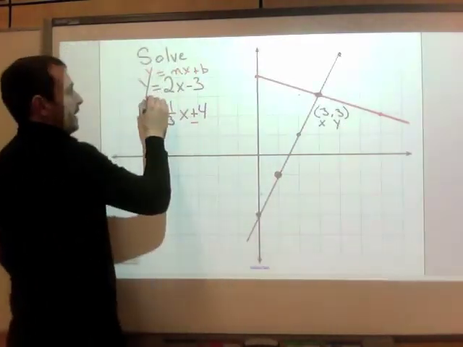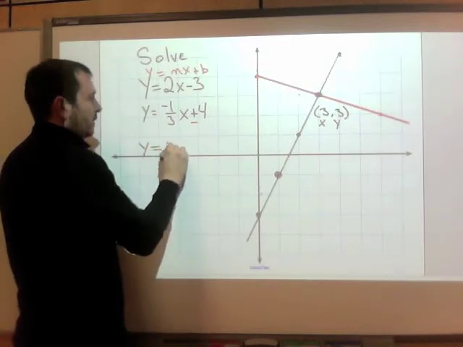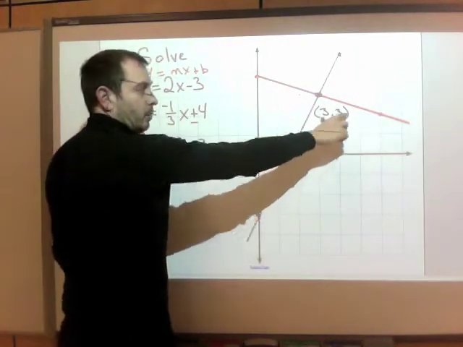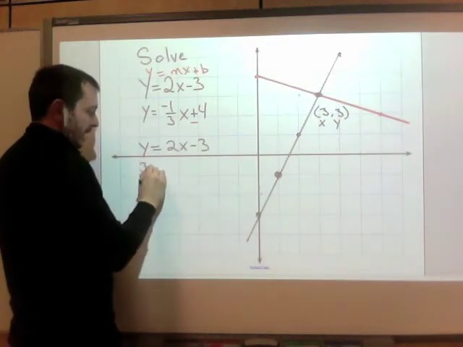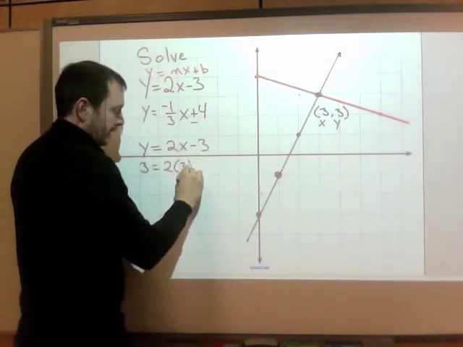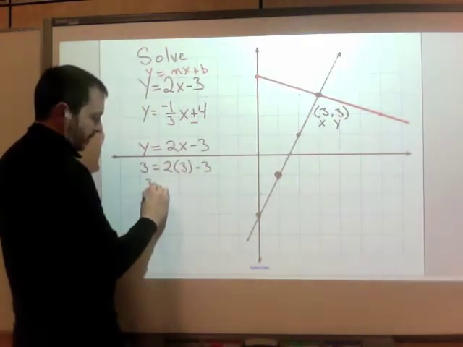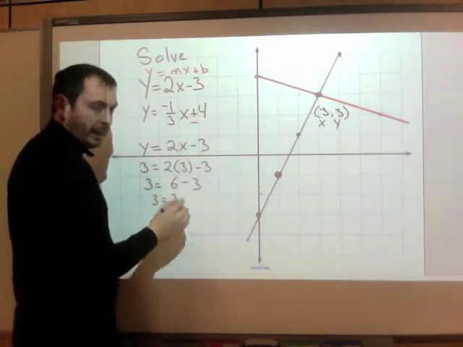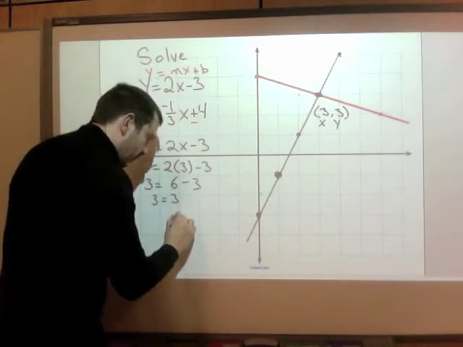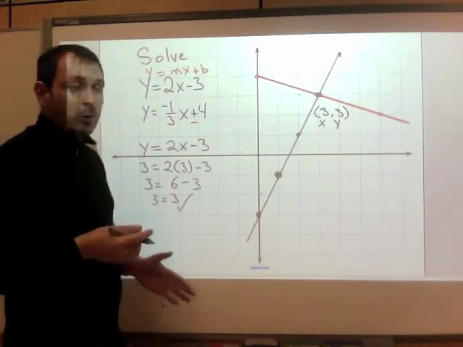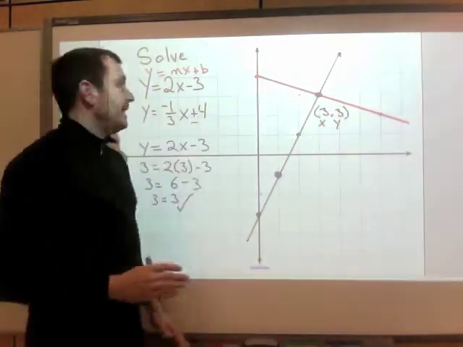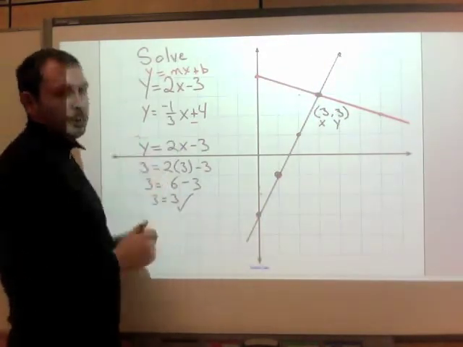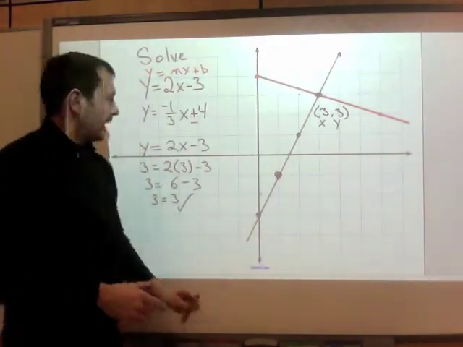So let's try that now. We'll try the first one. Y equals 2x minus 3. X is 3, y is 3. So my y is 3, my x is 3, and I get 3 equals 2 times 3, which is 6 minus 3. 3 equals 3. That is a true statement, so it checks. So what I know is that (3, 3) is in fact on the black line with my algebraic check.